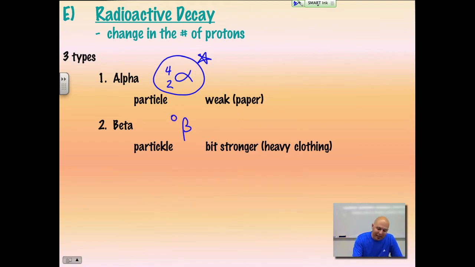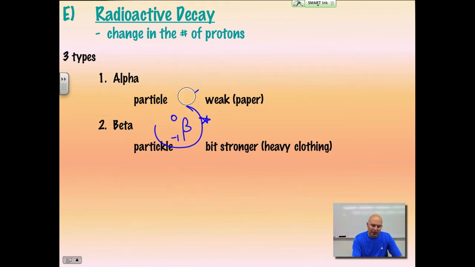Beta acts like an electron. It has 0 for a mass and -1. Both of these are on the left side, the numbers: 4 and 2 for an alpha, 0 and -1 for beta. And again, you need to remember these. This is how we describe the particle, okay?